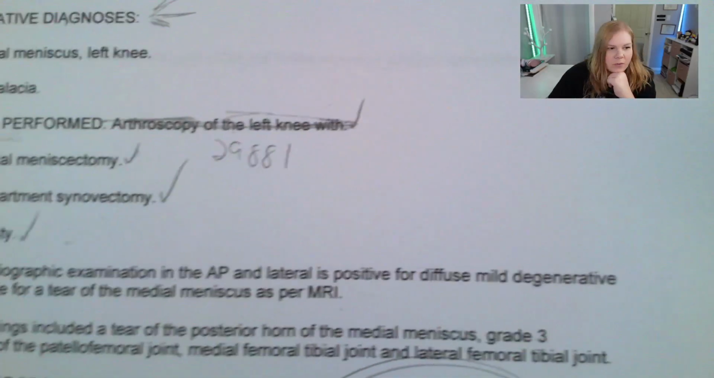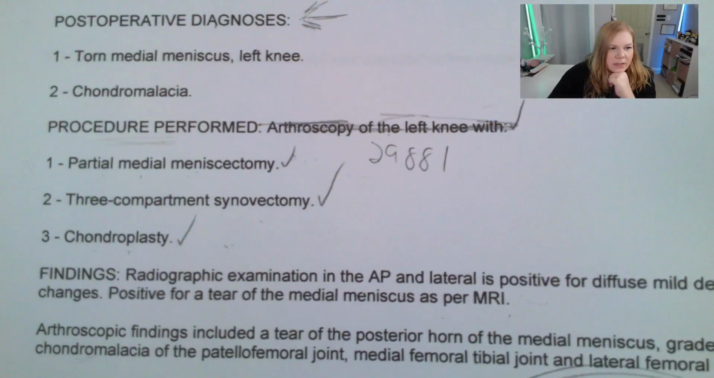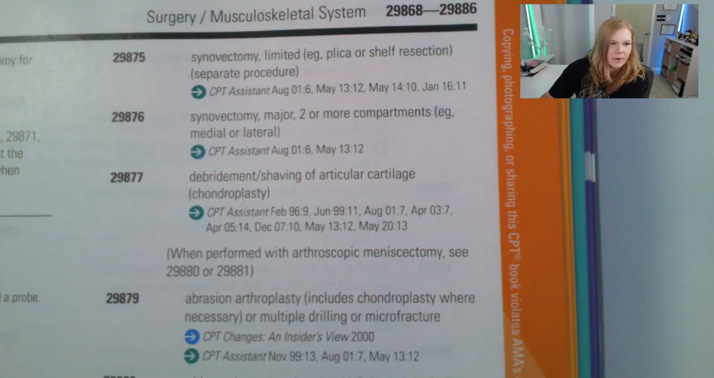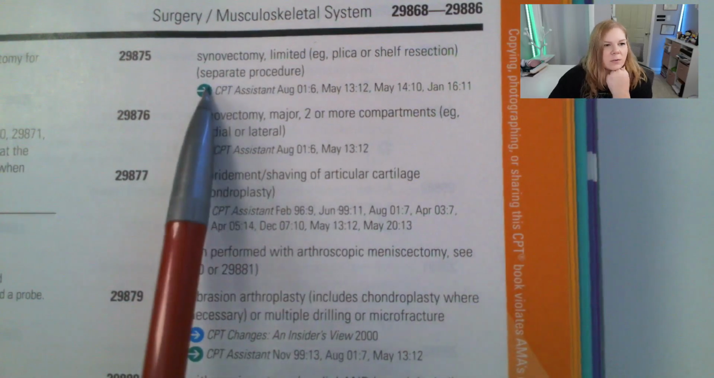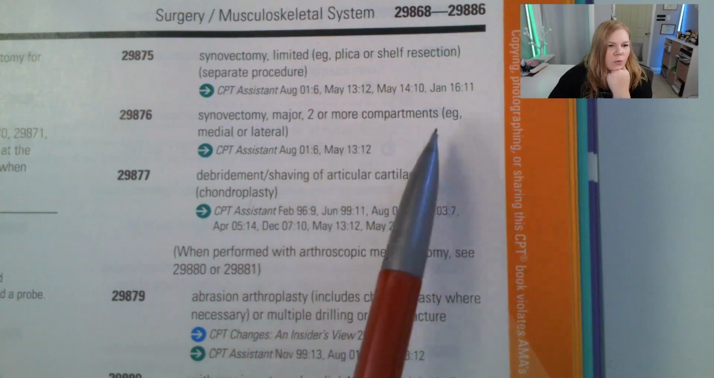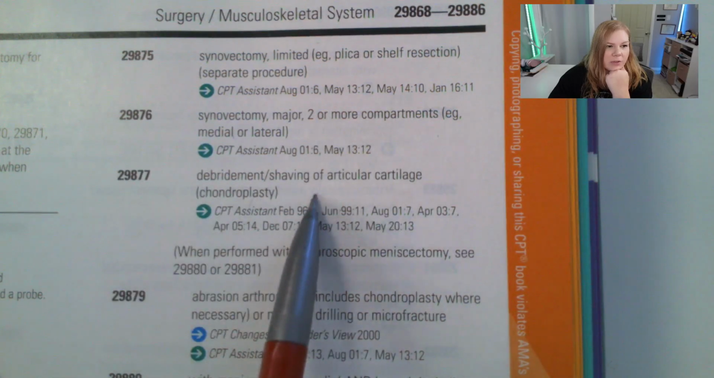And then we have our 3-compartment synovectomy. So that was also done through the arthroscope. So this is the same area. So here we have some synovectomy codes of the knee. We have synovectomy limited, synovectomy major, 2 or more compartments, and then debridement or shaving. Well, we had the 3 compartments, right?